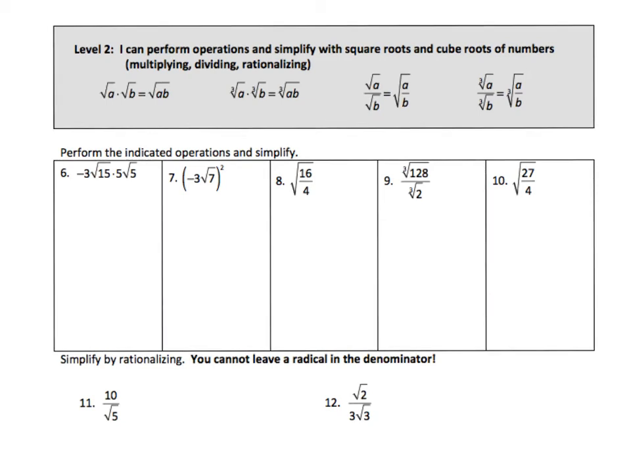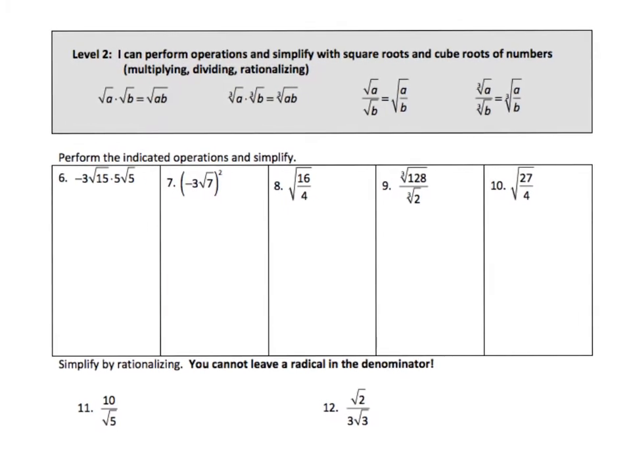Okay, level 2 is multiplying and performing operations with square roots. So we did a little bit of this last year, but just to remind you, when you multiply two roots together, you multiply the inside numbers together. So in this gray box, you see the square root of a times the square root of b is the square root of ab. That means you can multiply those two numbers together. Okay? When you have the cube root in the next example, you can also multiply.